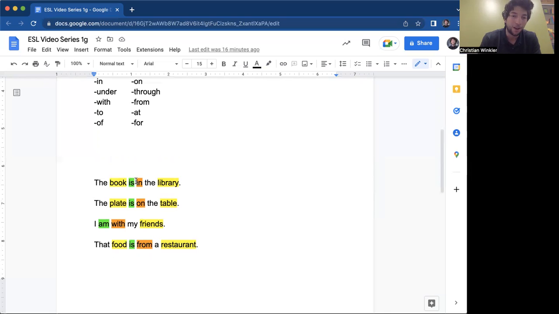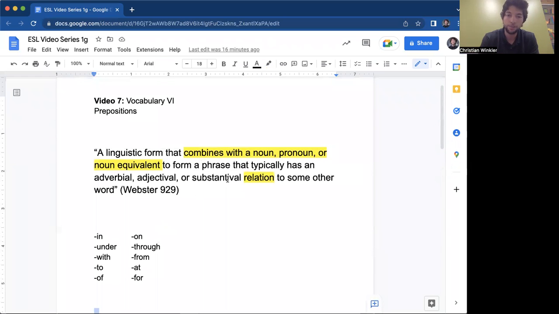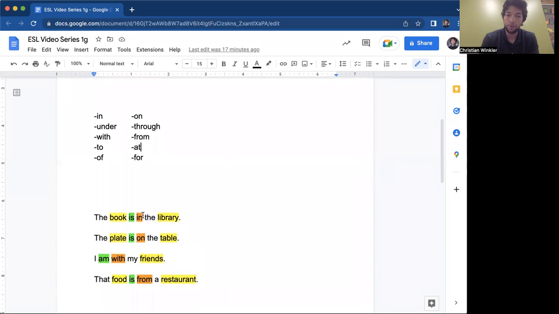So yeah, our preposition is in. Now, if we go back to the definition, it combines with a noun, pronoun, or noun equivalent. And in this case, our noun equivalent is basically a noun phrase. It's a couple words that contain a noun within it. The library. So in, our preposition, combines with this phrase, the library. Now, in the library becomes our prepositional phrase, a phrase that contains a preposition.